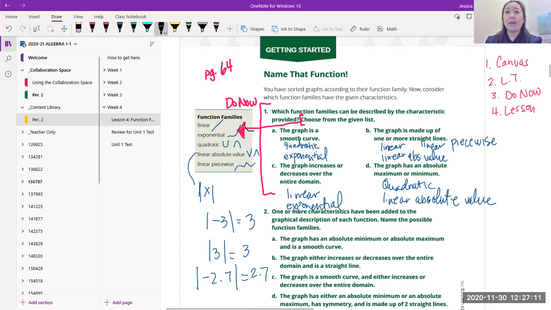All of X. And the graph has an absolute minimum or maximum. That would be quadratic, right? Because if you look at this point right here, that is a minimum. That's a minimum point because that's as low as it's going to go. And the max is as high as it goes, right? And same thing with the absolute values. That's as low, so that's the min, and that's the max. Min meaning as low as it's going to go, minimum or maximum.